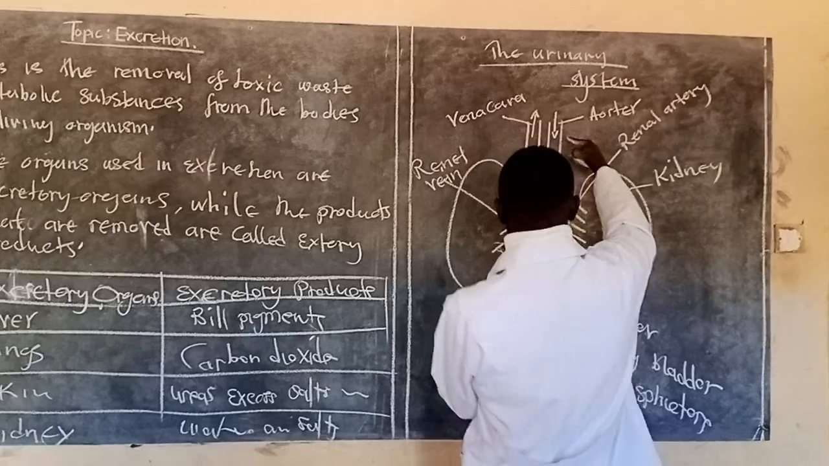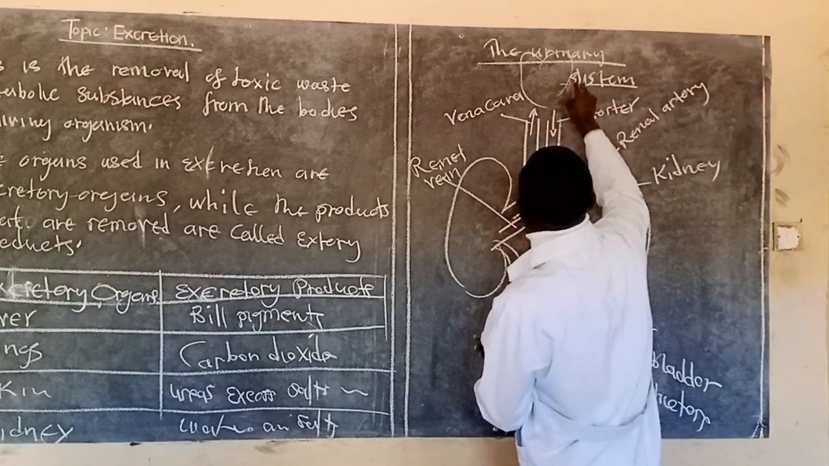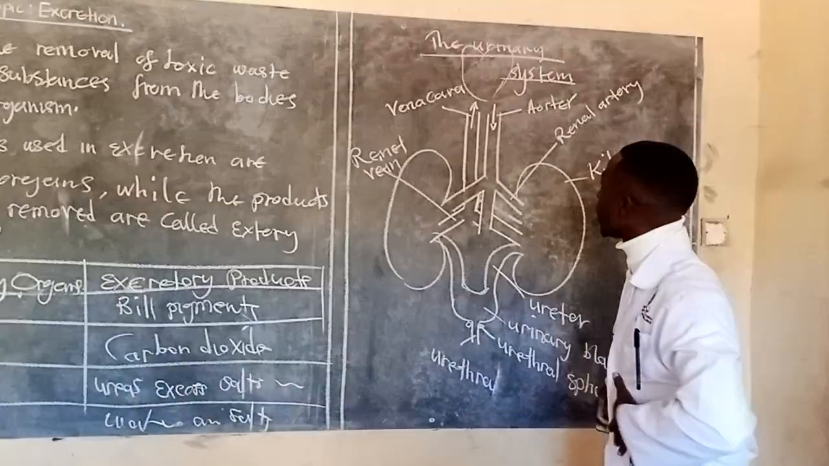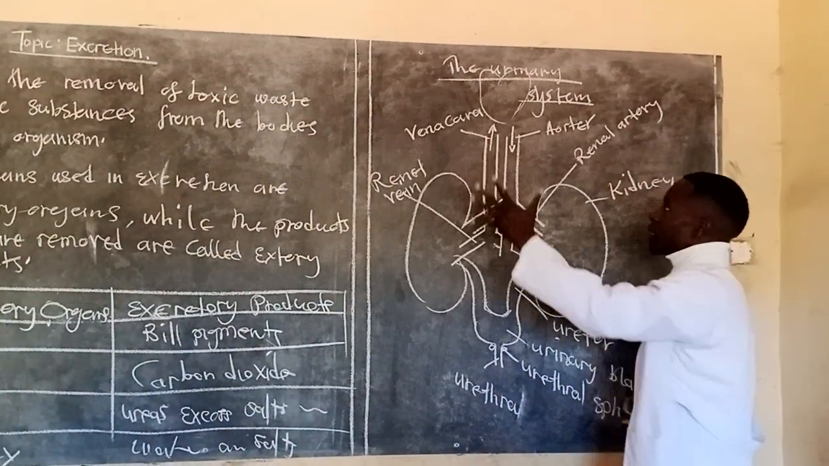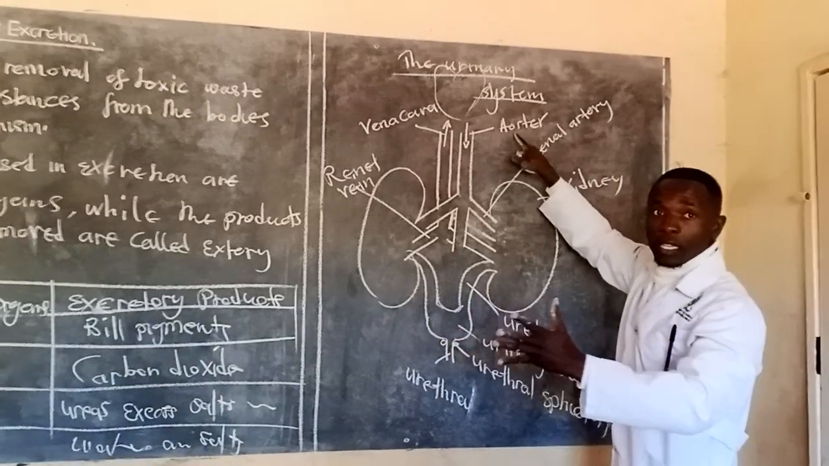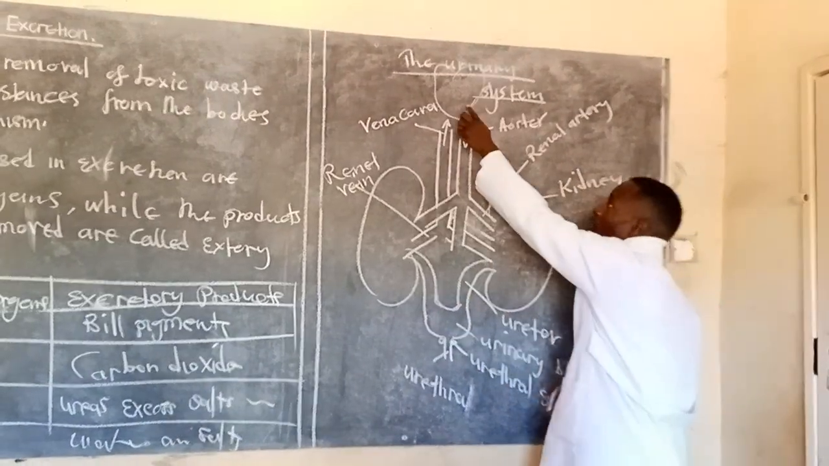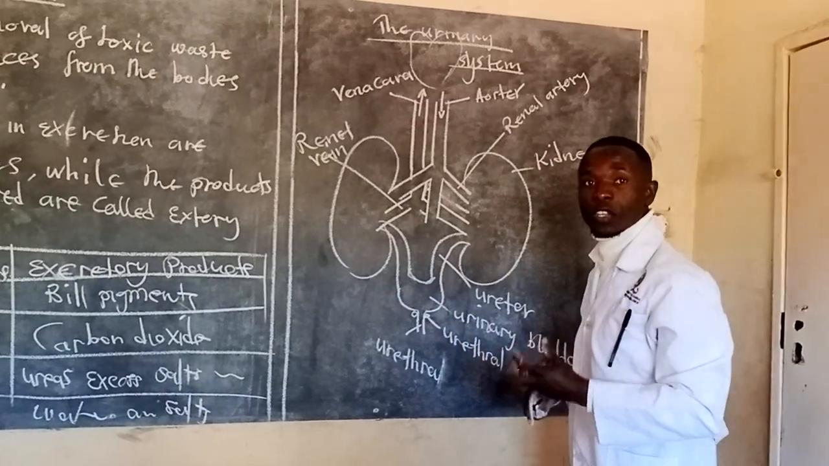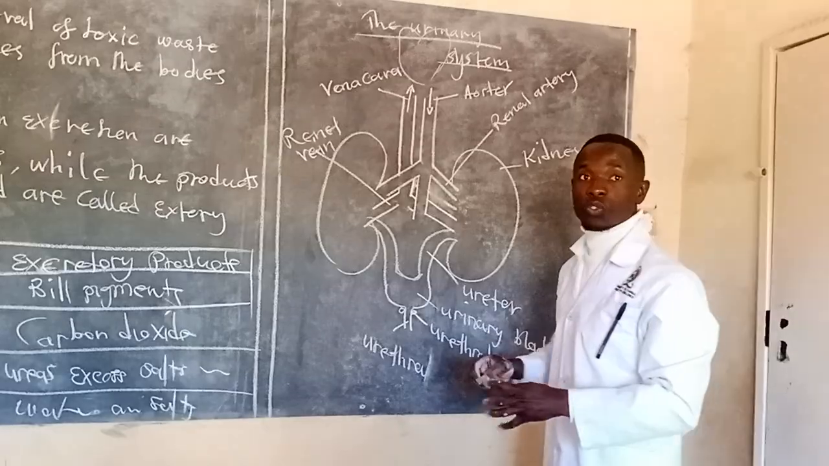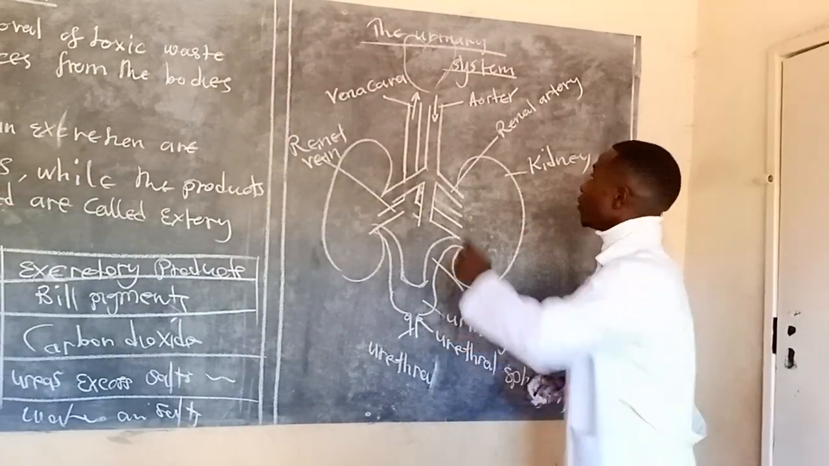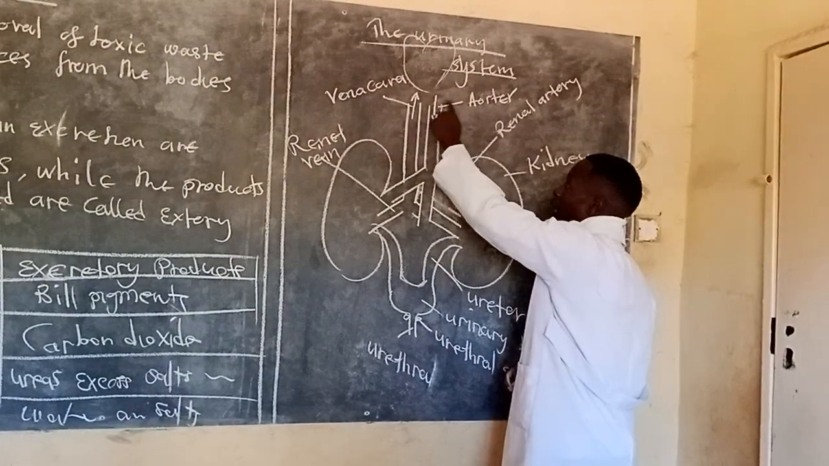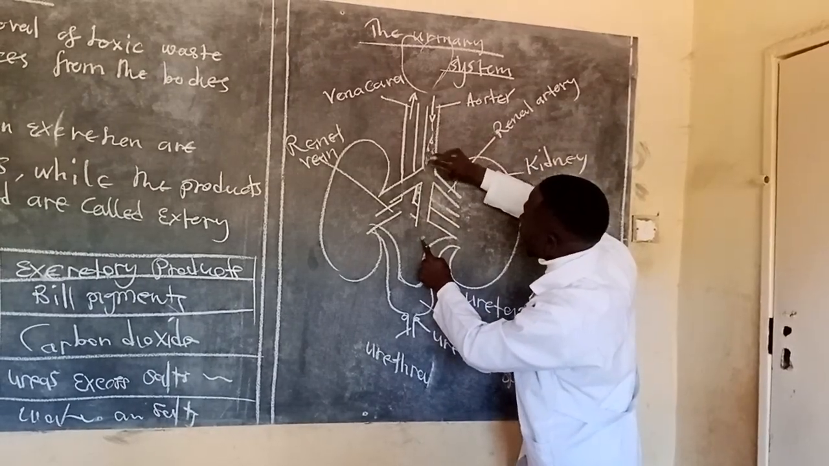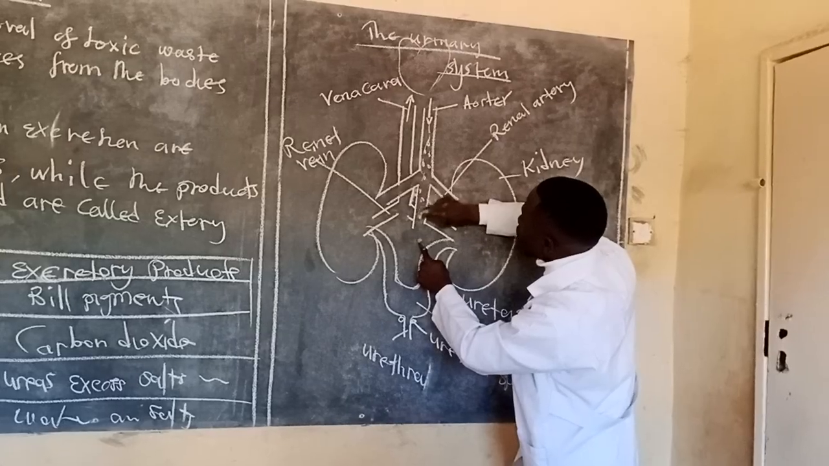Number one, look at this. Assuming we have the heart here, what we need to understand is that you've seen the aorta. The function of the aorta is to carry oxygenated blood from the heart towards the other parts. You can write those down too, so that we don't waste time. This is the oxygenated blood, which is being transported from the heart to the other parts.